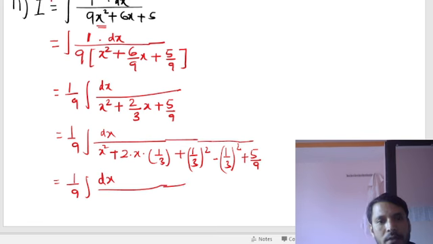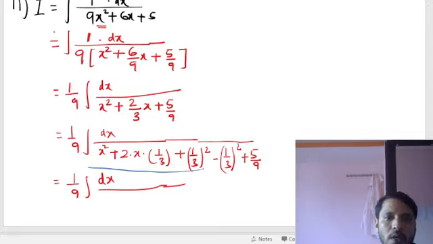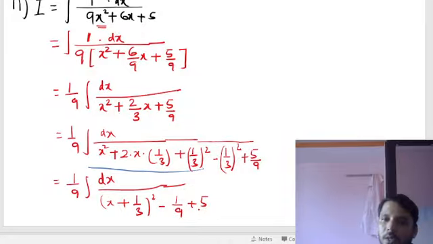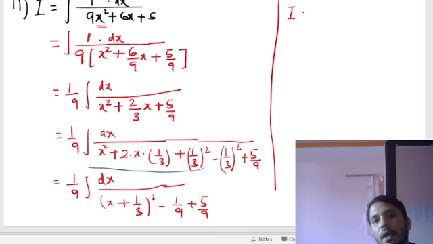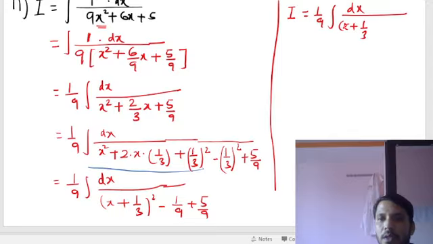Now 1 by 9 as it is, dx divided by, and further we can see these three terms are nothing but x plus 1 by 3 whole square, and here minus 1 by 9 plus 5 by 9. If we simplify, I is equal to the integral of 1 by 9, dx, over x plus 1 by 3 whole square, and here minus 1 by 9 plus 5 by 9 becomes 4 by 9, which can be written as 2 by 3 whole square.